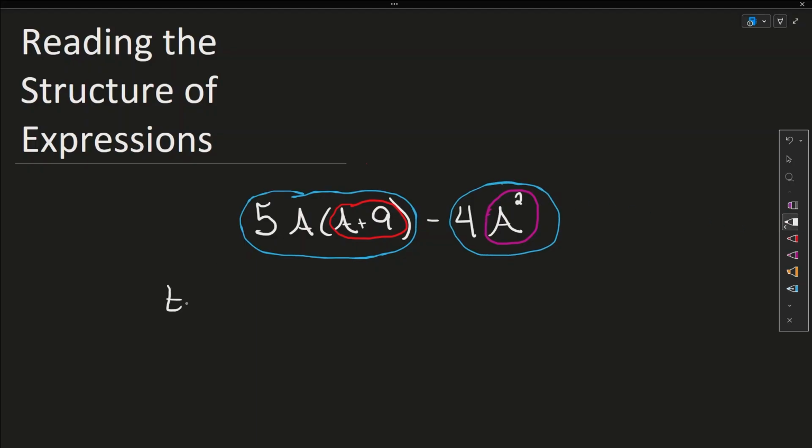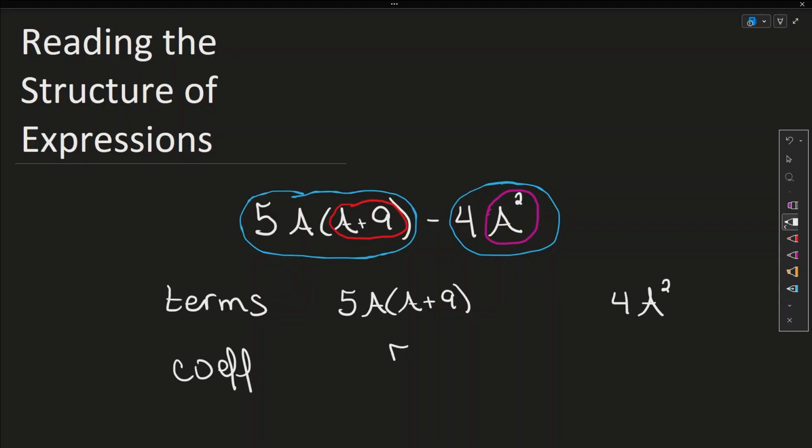But this does give us our two terms. 5a times (a plus 9) and 4a squared. These terms are combined by subtraction. If we look at coefficients, the first term has a coefficient of 5. It includes the factors a and (a plus 9). The second term has a coefficient of 4, and it includes an a squared. So the structure is 5 times (a plus 9) minus 4 times a squared.